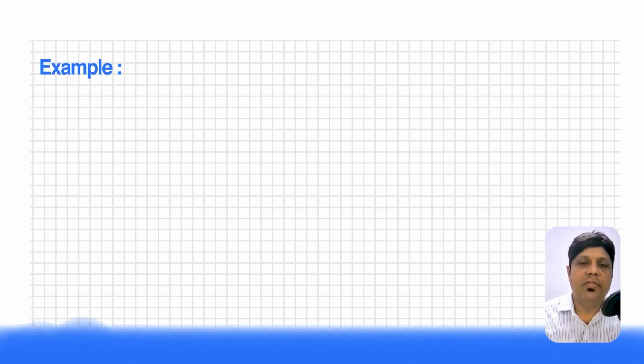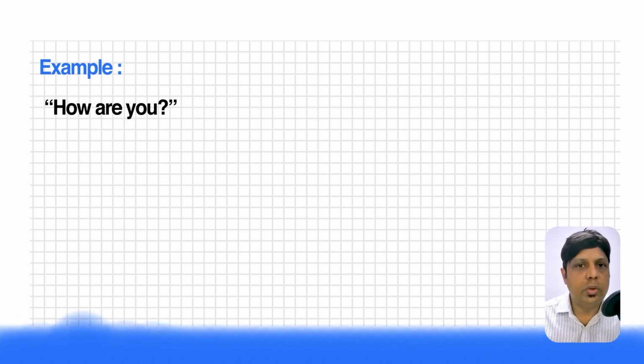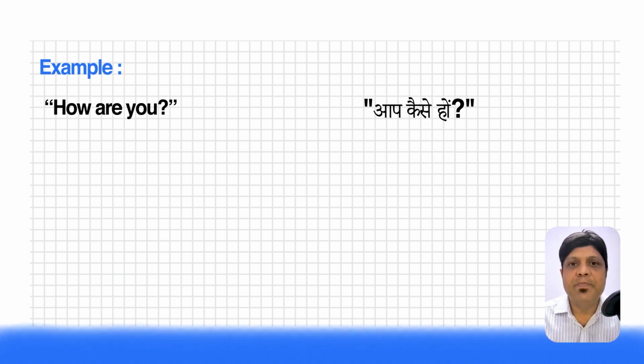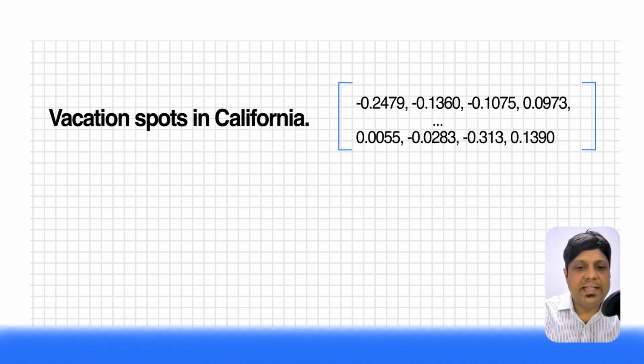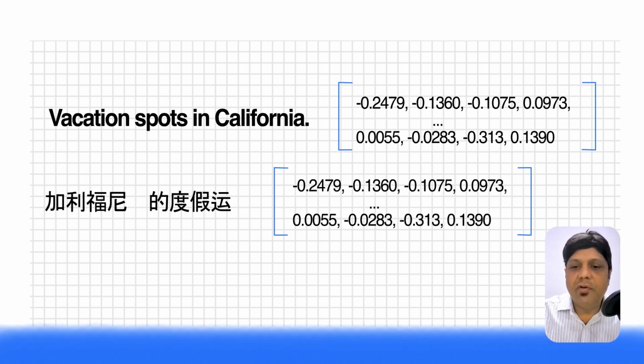For example, if in English the sentence is "how are you", and in Hindi the sentence is "aap kaise ho", now these two sentences are similar in nature, they have similar meanings, so they should have almost similar embeddings. If you see, a sentence in English, vacation spots in California, and the same sentence in Chinese, we have almost the same embeddings. So with this technique, embeddings for every language exist in the same vector space and maintain the property that words with similar meanings, regardless of language, are close together in vector space.